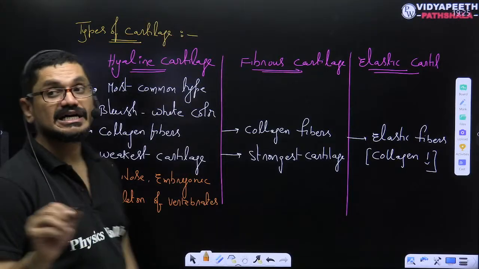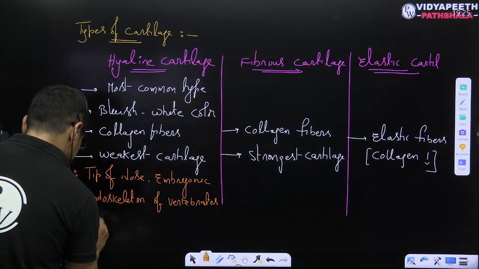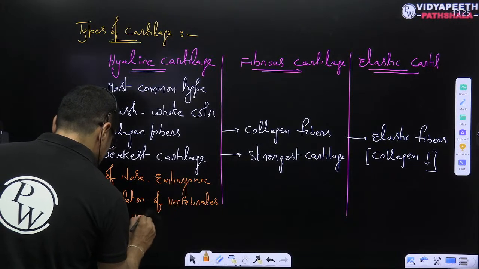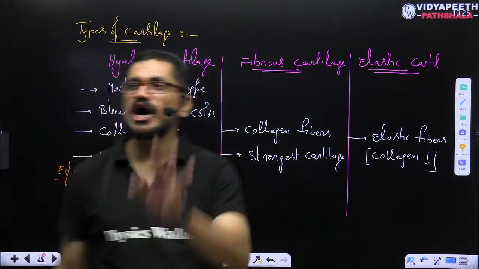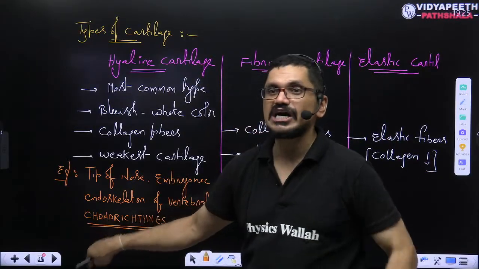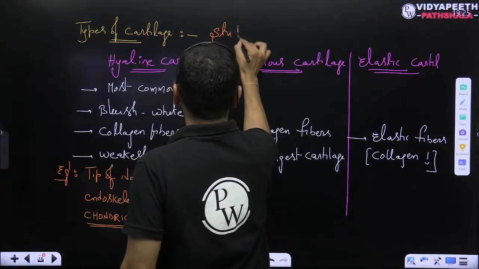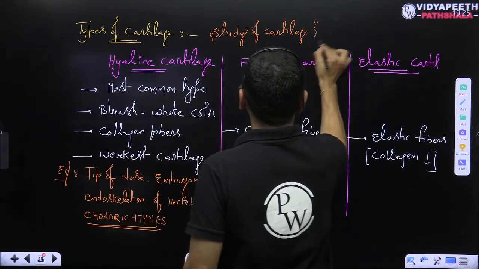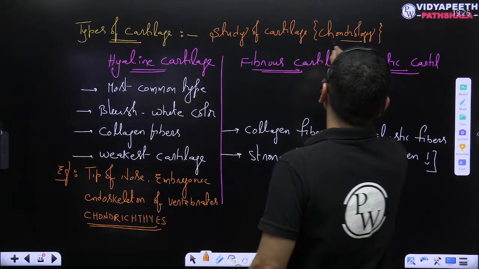You know shark comes under Chondrichthyes. Chondri means cartilage. That is the reason why the study of cartilage is called chondrology.